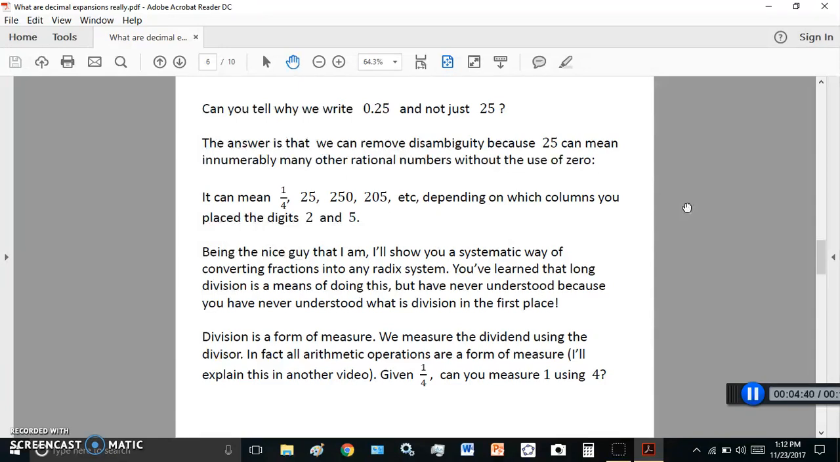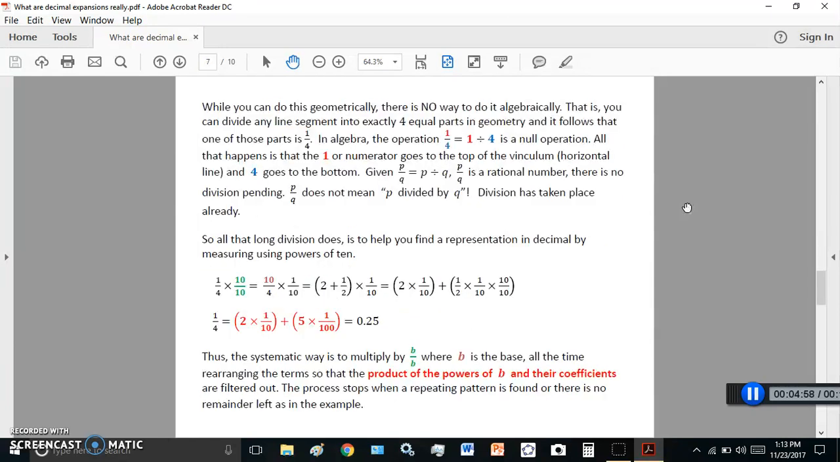It's a form of measure. We measure the dividend using the divisor. In fact, all arithmetic operations are a form of measure, as I have explained in another video. So given a quarter, can you measure 1 using 4?